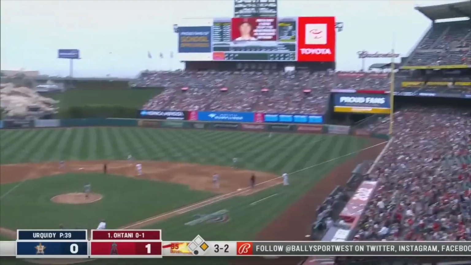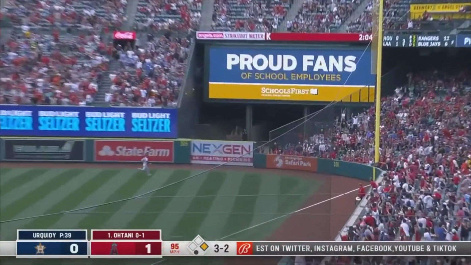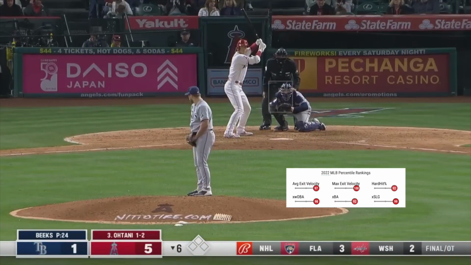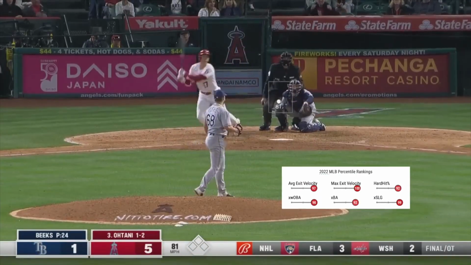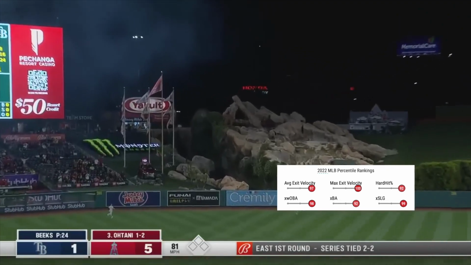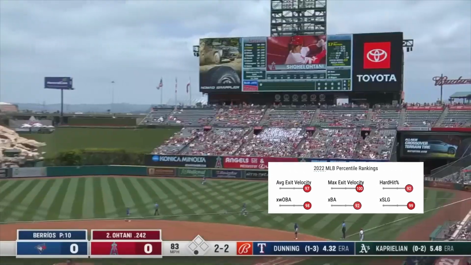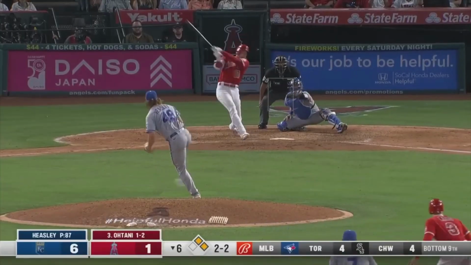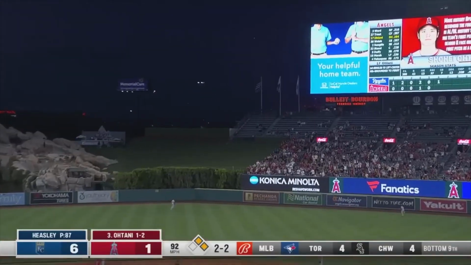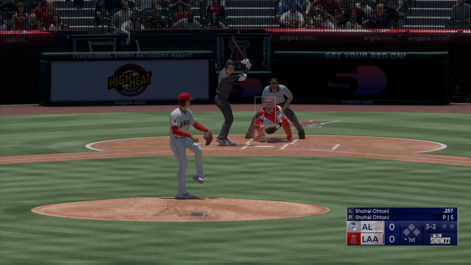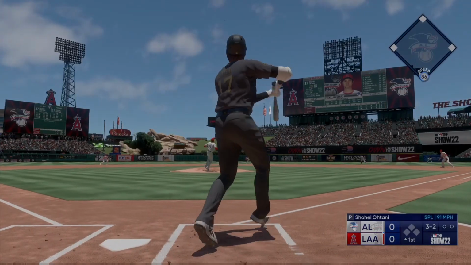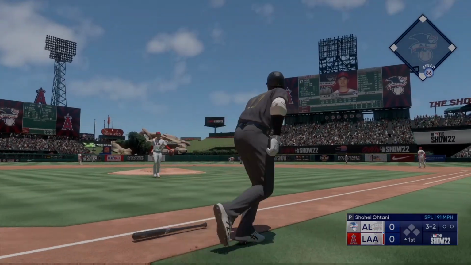When he's locked in, hitter Ohtani is one of the best pure power hitters in all of baseball. In 2022, his average exit velocity, max exit velocity, and hard hit rate were all in the 90th percentile or better among all MLB hitters. Which is just a nerdy way of saying that he hits the ball really hard. A trait that helped him hit nearly 50 home runs last season alone.